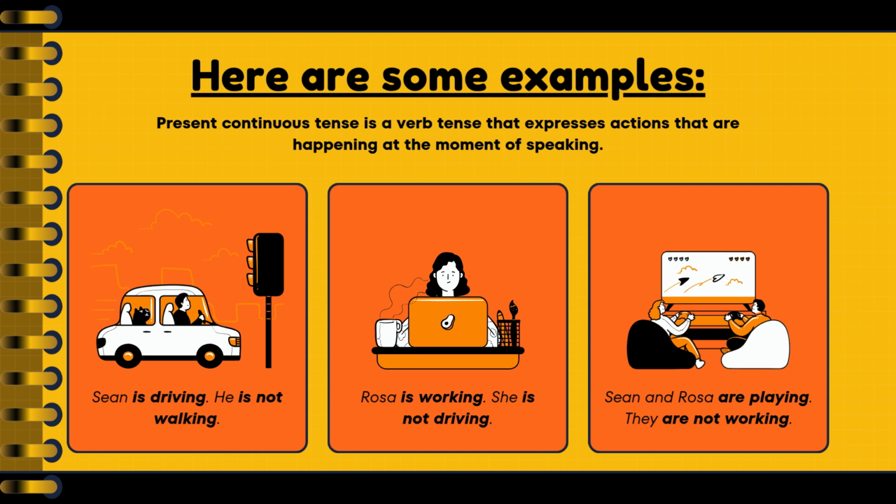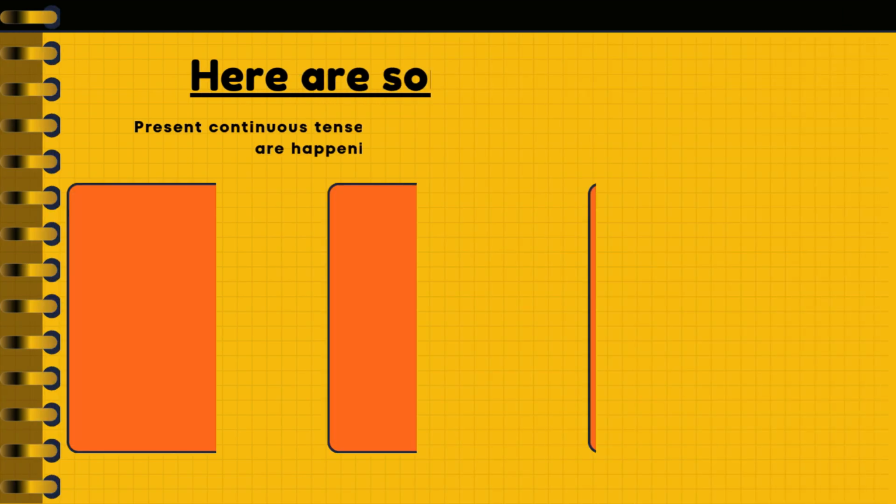Number 1. Sean is driving. He is not walking. Number 2. Rosa is working. She is not driving. Number 3. Sean and Rosa are playing. They are not working.